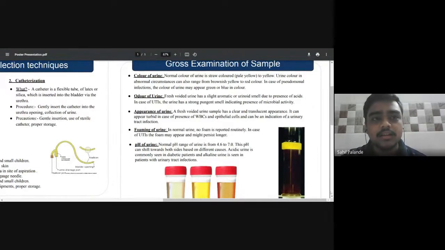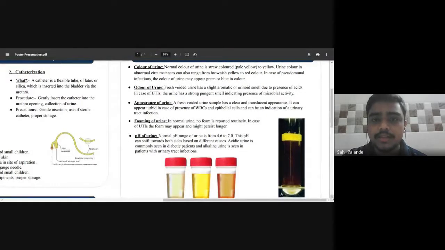So basically, starting with the color of urine, the normal color of urine is pale yellow or straw-like color, which is due to the urochromes present in the urine, and in some abnormal circumstances, it can also range from brown, dark brown, black, or up to red colors. Blue and green are also seen in some cases. So in this case, we should also note that food consumption or drug consumption by the patient can also cause a change in color of the urine.